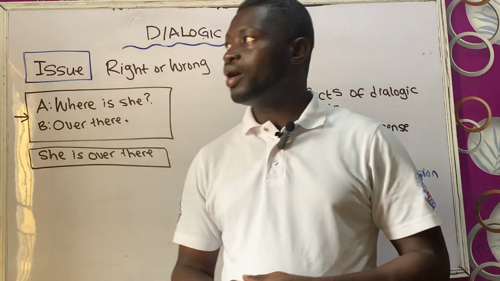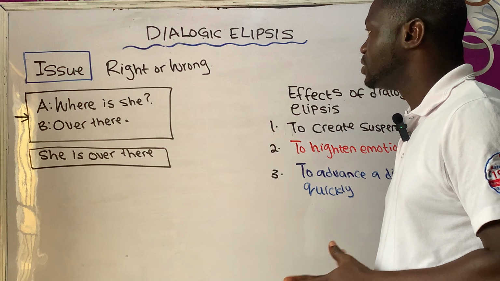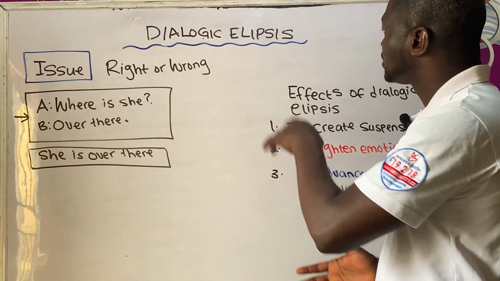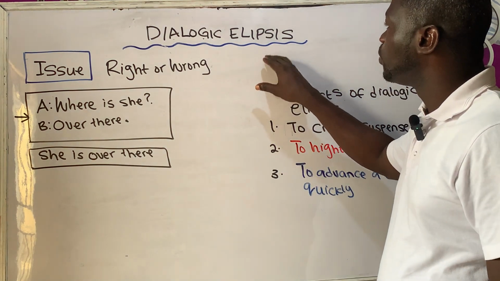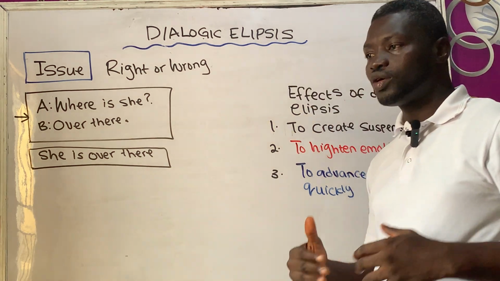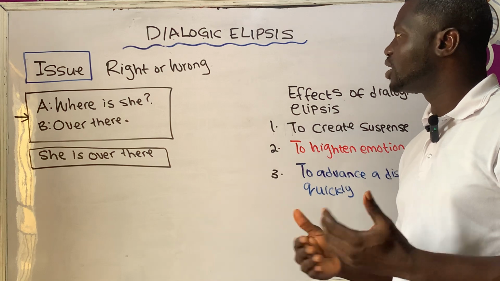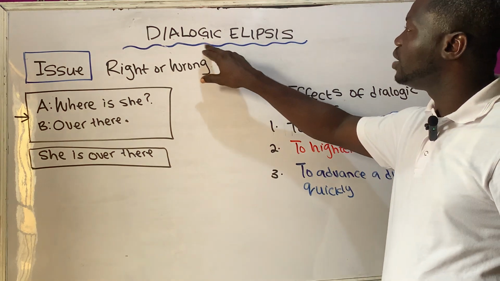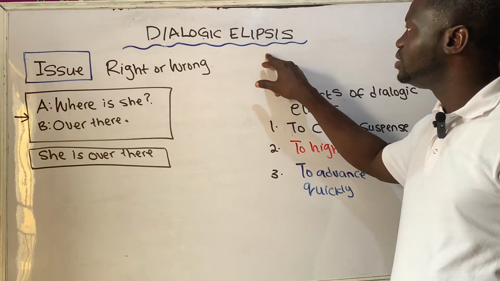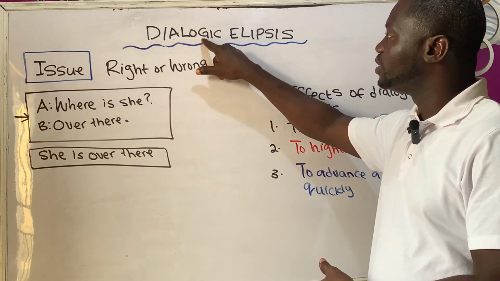Very quickly, I want us to examine this topic, dialogic ellipses. Well, I think it's coming from this understanding of the word ellipses. You will remember ellipses represent those three consecutive dots that indicate the omission of words or a set of words. Now, when you talk about dialogic ellipses, it simply means the omission of words or a set of words in the context of a dialogue.